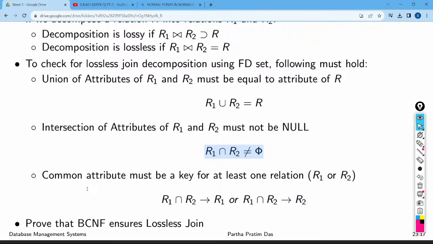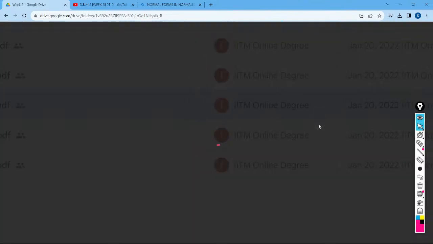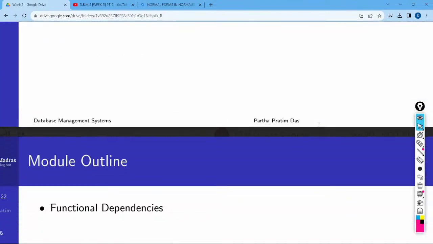The common attributes must be a key for at least one relation. Let's call this x. If r1 intersection r2 is functionally dependent on r1 or r2 individually. So what this is telling is, let me show you here. It would be better if I show you.